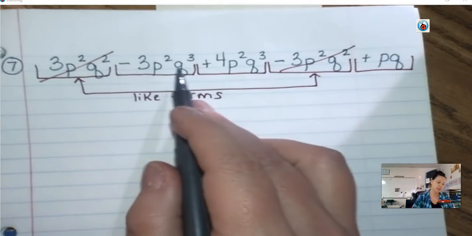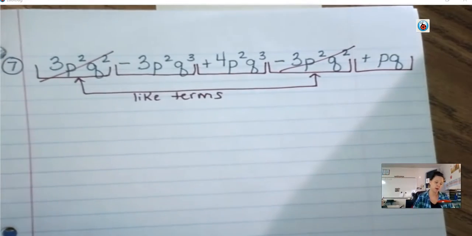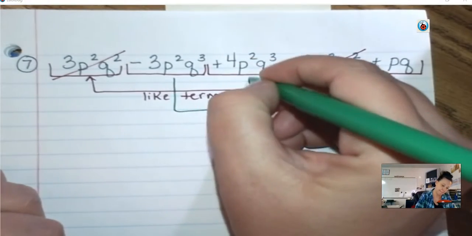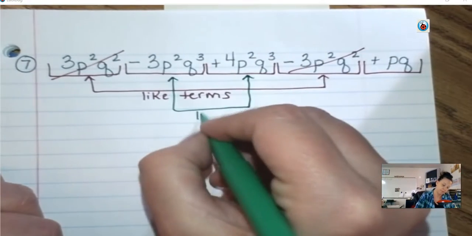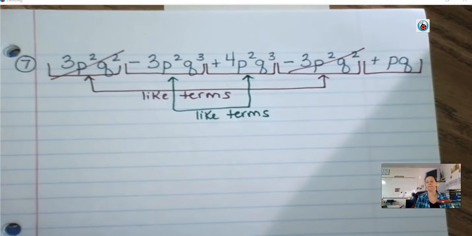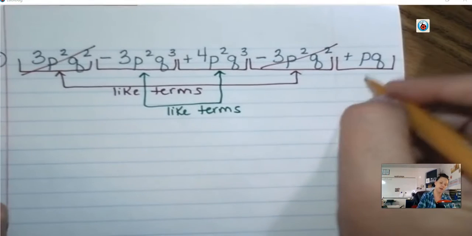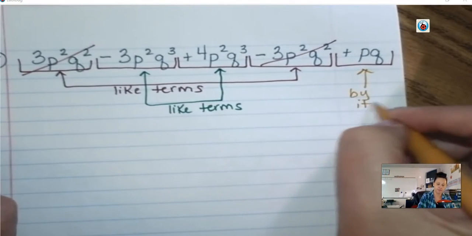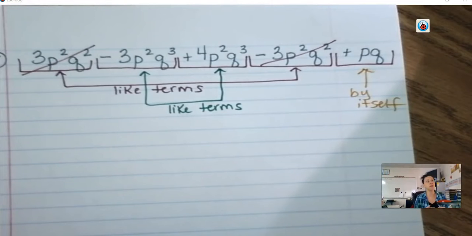Okay, p squared q cubed, p squared q cubed. So here, these two are like terms. And then I have this lonely one on the end. That's all by itself. There's no other pq's. This is just by itself. So it's still there. It doesn't go away. It just doesn't get combined with anything else.